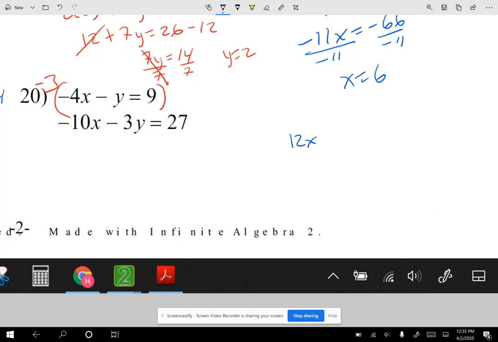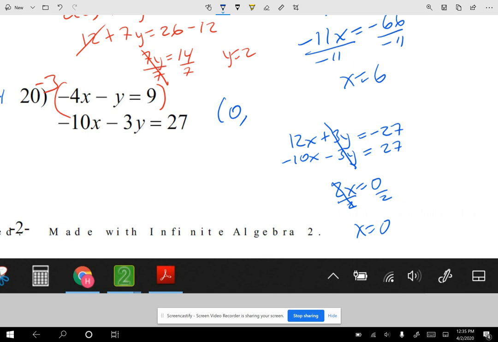So it gives me 12x plus 3y equals -27. Second equation, I have -10x minus 3y equals 27. And once again, the y's cancel out. That's what I wanted. When it comes to x, 12 minus 10, I get 2x. -27 plus 27, that gives me 0. Divide by the number in front of the x. So I get that x is equal to 0. So I know half of my answer, the x value.